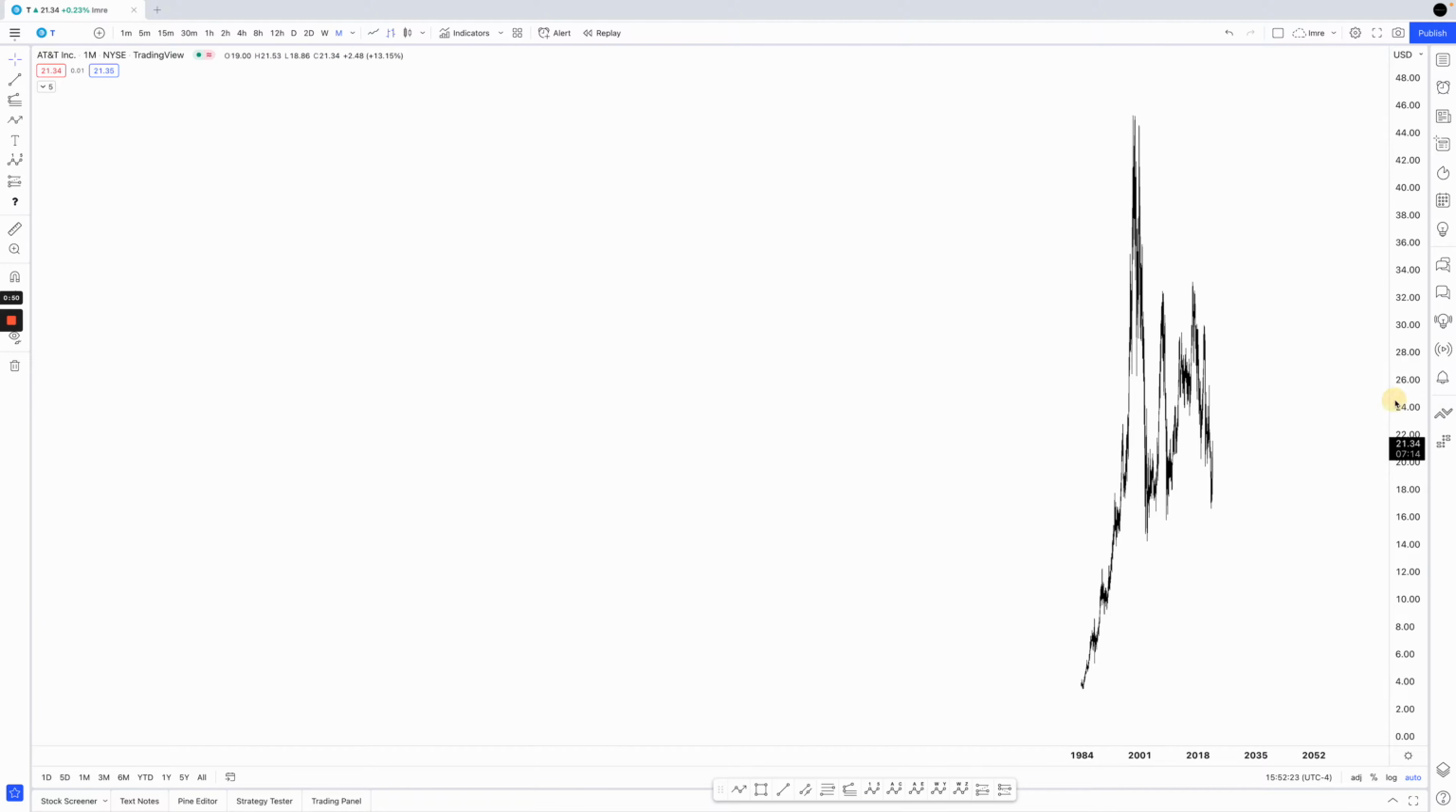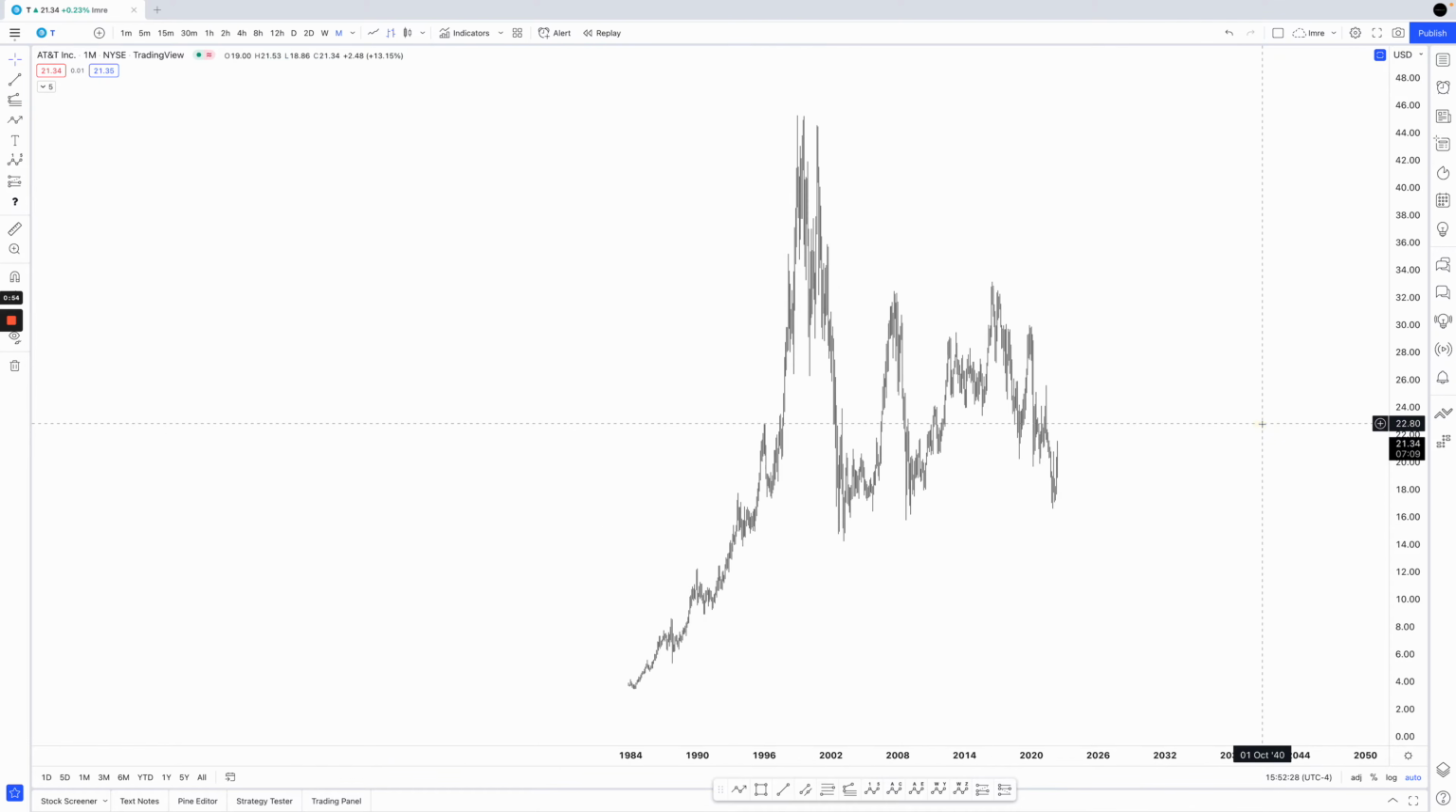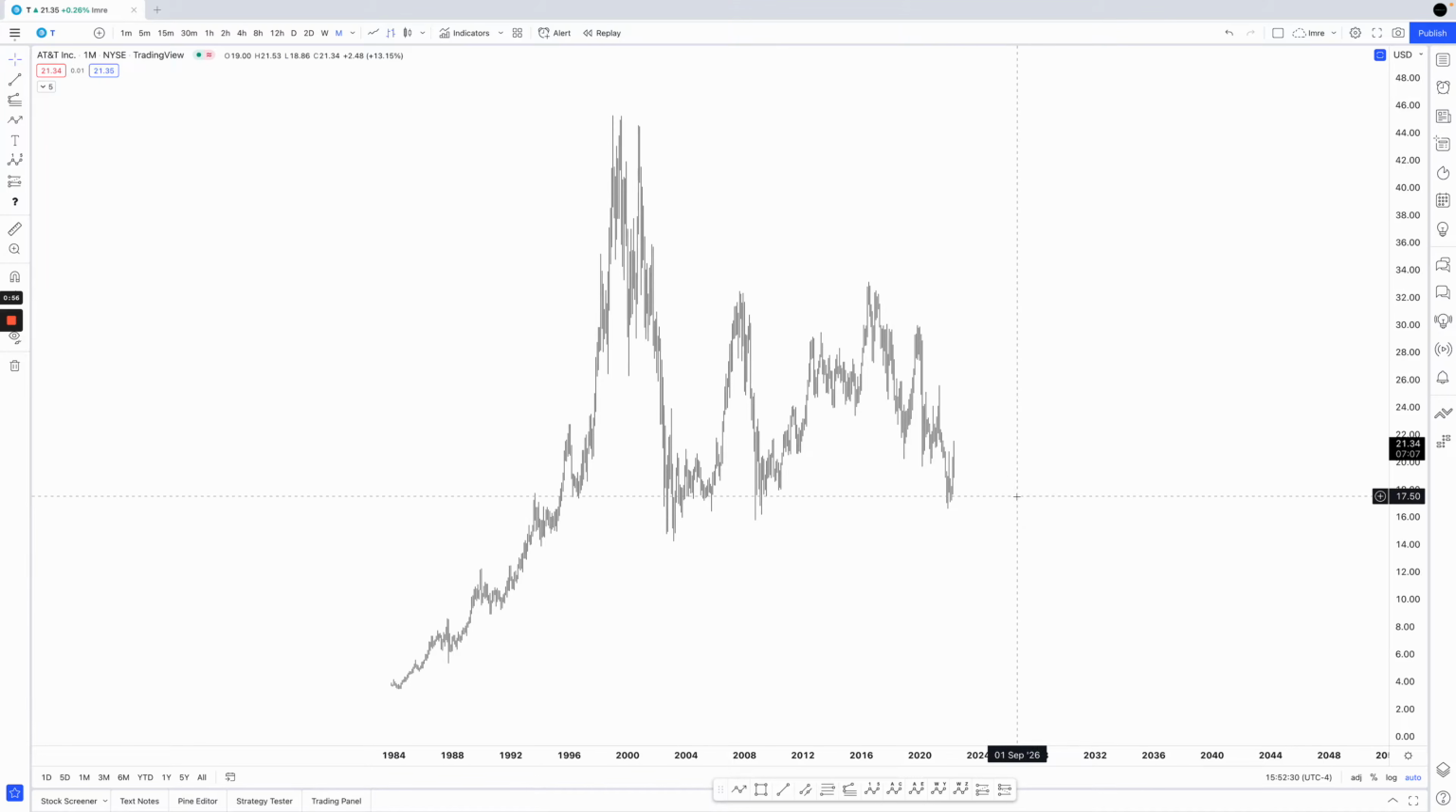So I'm gonna zoom out here to account for that multi-year sideways price action. And well, this is pretty interesting. Now I have a little bit more information, and the first thing that catches my eye is that AT&T opened trading around $3.50 and went all the way up to over $45, that's over a 1,200% move in percentage terms.